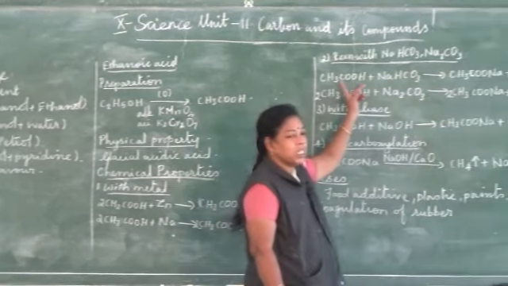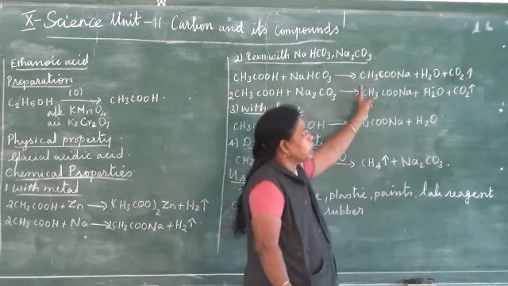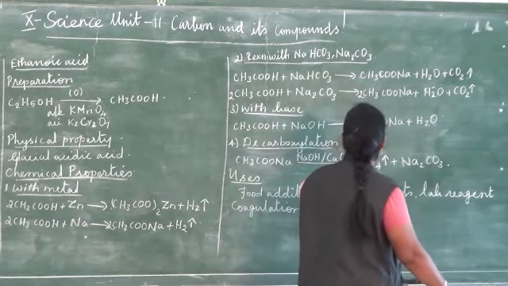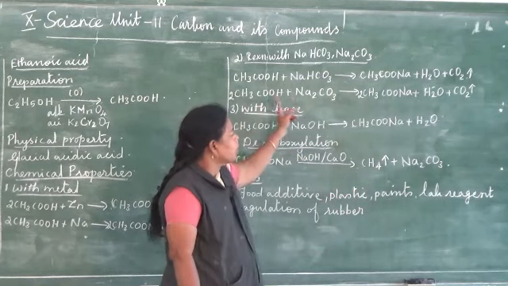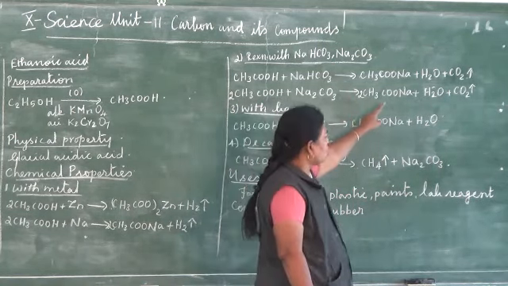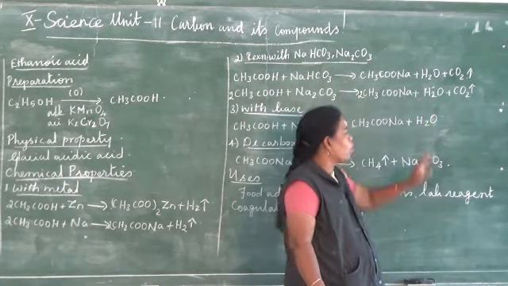And then reaction with sodium bicarbonate and sodium carbonate. When ethanoic acid is treated with sodium bicarbonate, it forms sodium ethanoate with the liberation of carbon dioxide and the formation of water. And when it reacts with sodium carbonate, it forms the same product, sodium ethanoate, with the liberation of carbon dioxide and the formation of water.